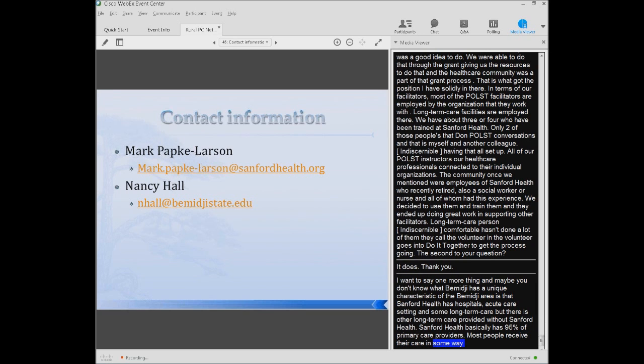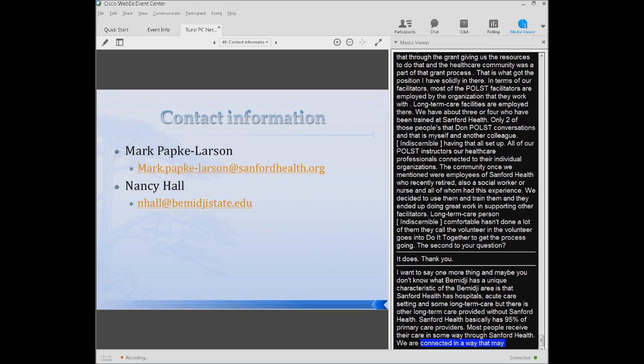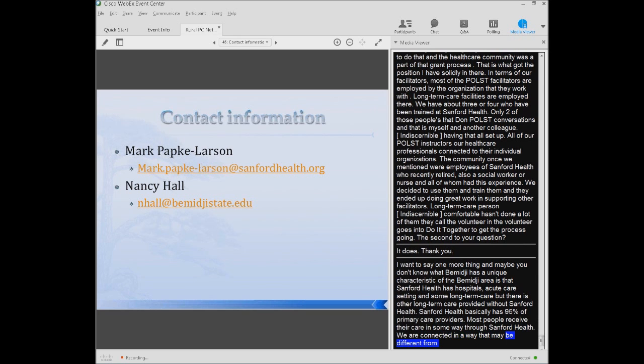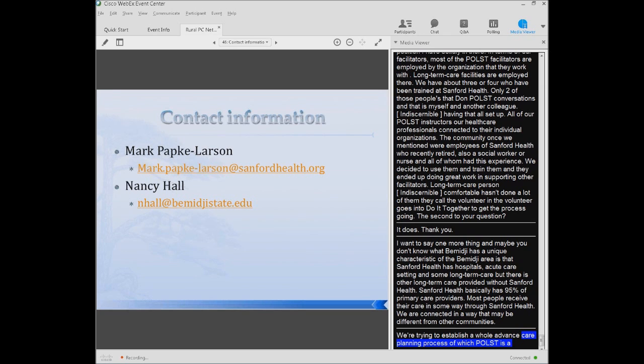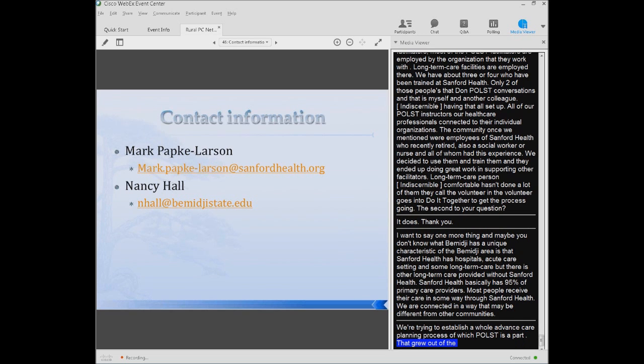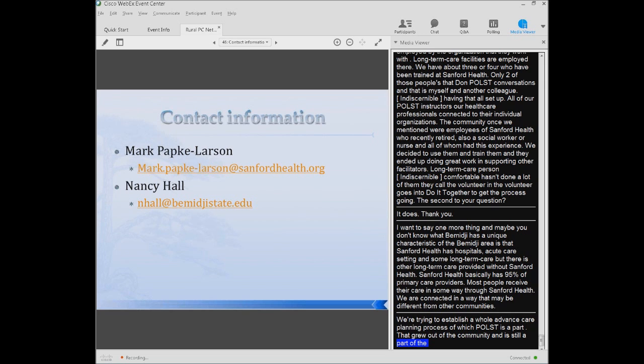And so we're trying to establish the whole advanced care planning process of which POLST is a part. That part, the POLST that we're trying to establish, really grew out of the community and is still a part of the community in that way, connected. But of course, all the referrals go through Sanford. So Sanford is always connected with those too.